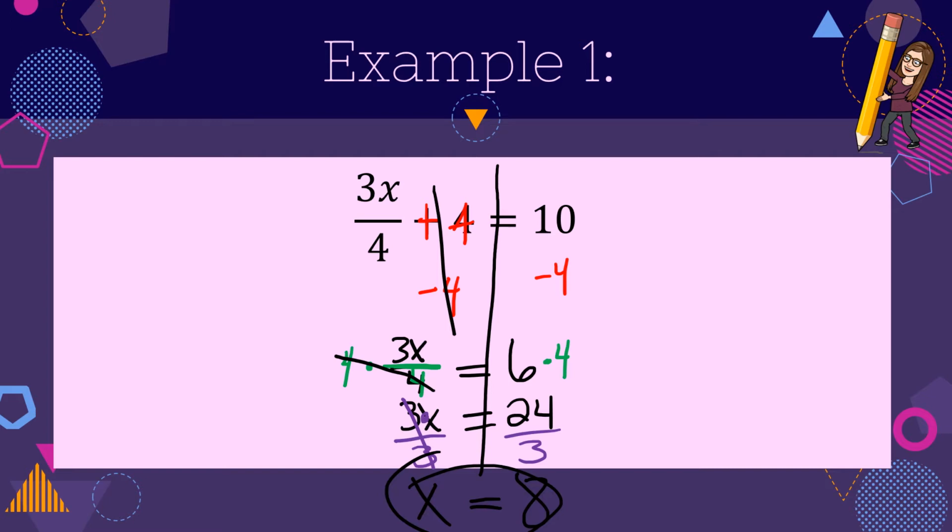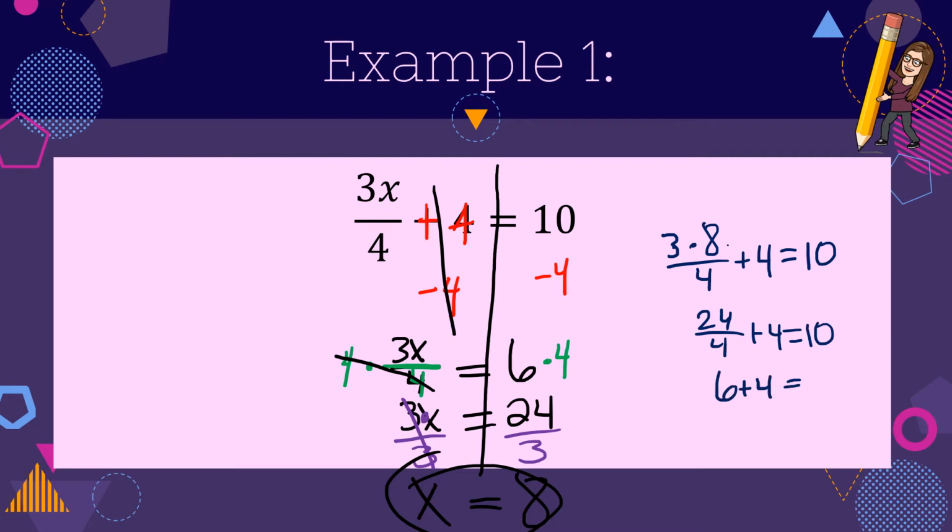As always, remember you can check your answer. So if you want to go back and plug in 8 for the x, you can see if it's true. So 3 times 8, we're going to use our PEMDAS rules, is 24. 24 divided by 4, and you don't have to write this out. I think you could use a calculator or just mental check, right? What do we got? 6 plus 4, and then combine, and we've proved that it is correct.